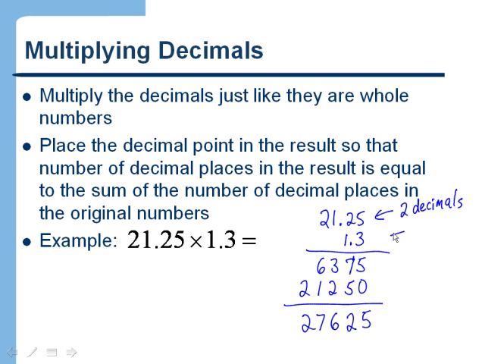And this number has 1 decimal place. So that means that the answer should have 3 decimal places. And so down here in the answer I have 1, 2, 3 decimal points. And so the answer is 27.625.